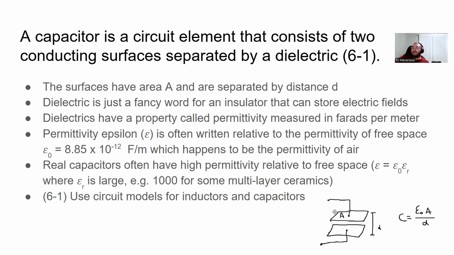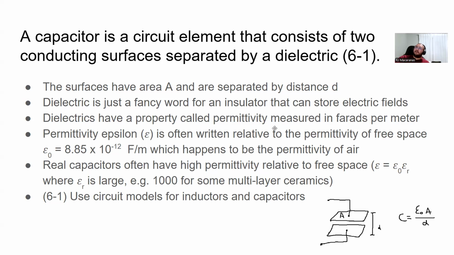And I've drawn it out here on the bottom right. So there's just two plates of conductive material. And these surfaces have some area A, and they're separated by a distance D, which I've drawn out in this figure. The statement here mentions a dielectric, and that's basically just an insulator that can be used to store electric fields.